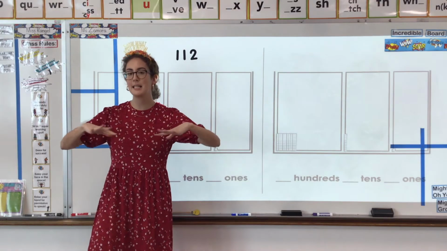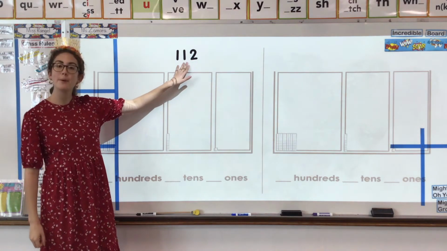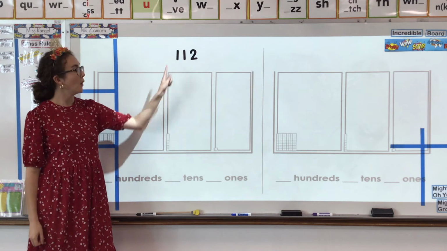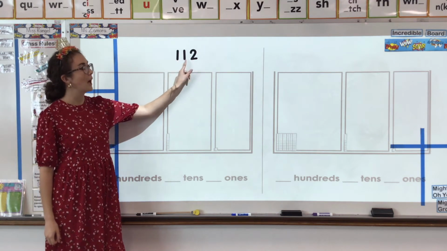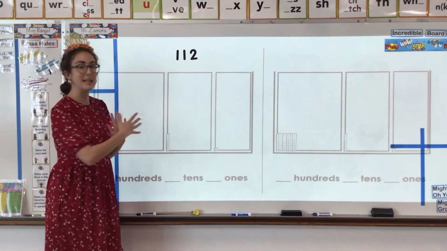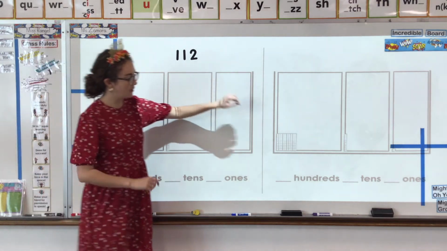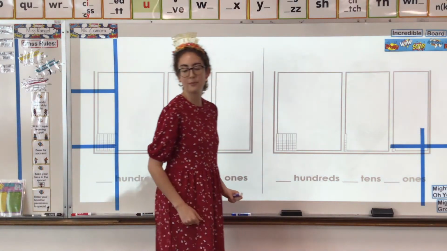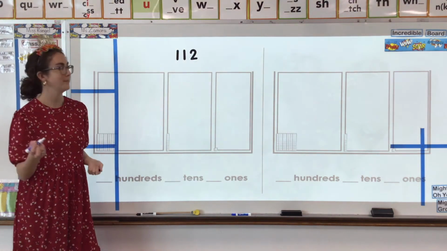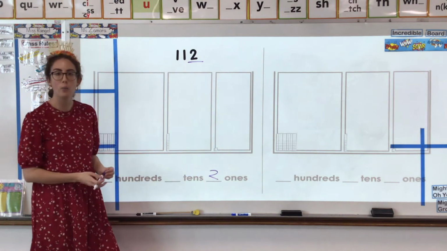Okay, you got a nice clean 2 boards. Let's check it out. What number is this, second grade? This is 112. Let's draw out its value and show this number in unit form. So second grade, in 112, how many ones are there? How many ones? 2. There are 2 ones.